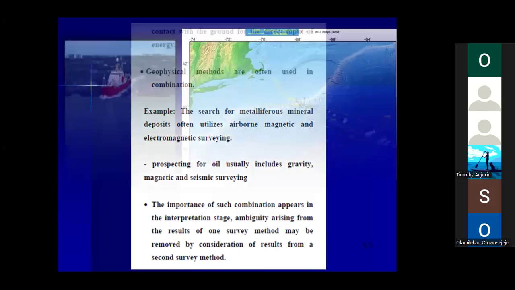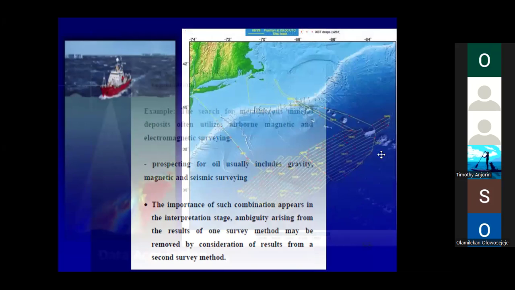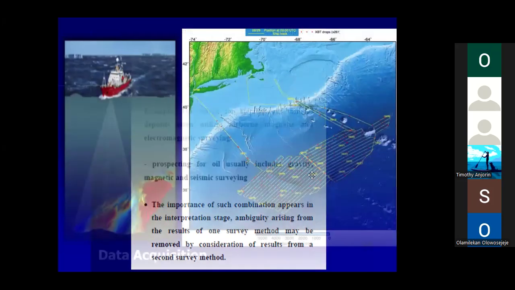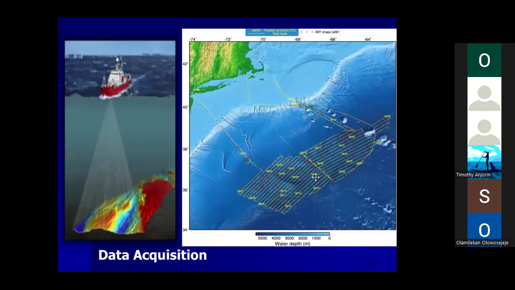Your data acquisition, just like I said, is a grid line for your seismic survey. So you can see how the data is being acquired. Like I said, it could be acquired on water, it could be acquired on land, and so on. And this is an example of a qualitative interpretation. Okay?